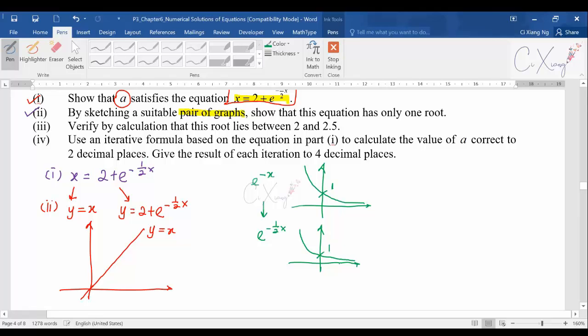So this is still a 1. The 1 didn't change. And then you plus 2. When you plus 2, it means that you have to move everything up by 2 units. So this 1 will move up and become 3. And then this asymptote, which is the x-axis, because it will not touch the x-axis, you have to move up 2 units also. In the end, your graph will look something like this.